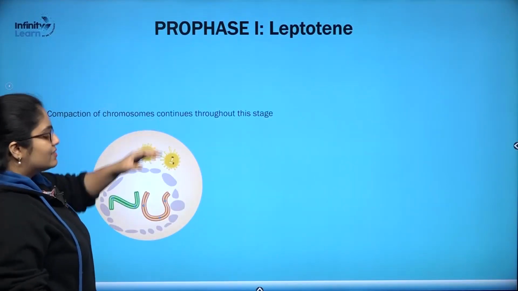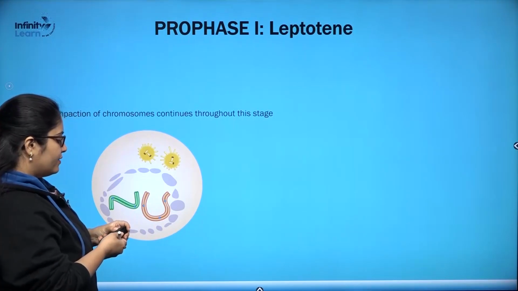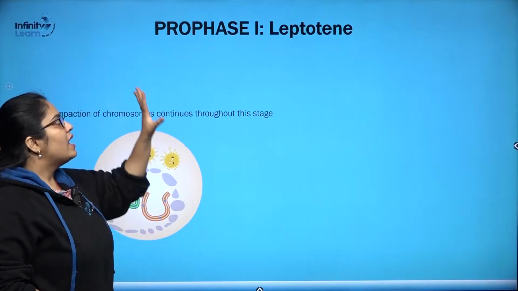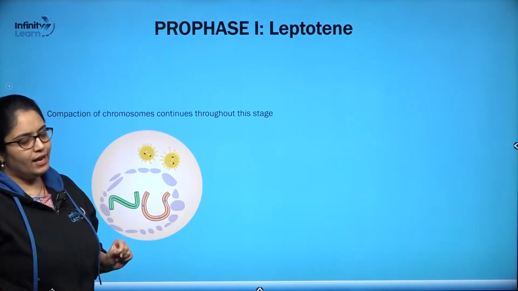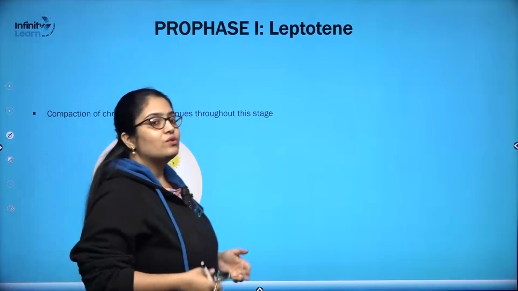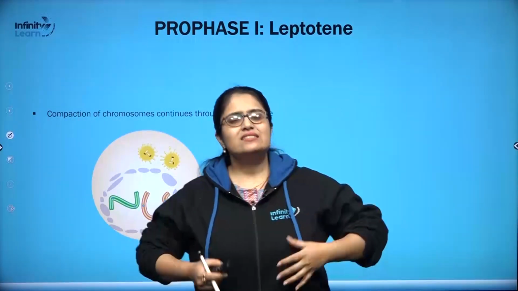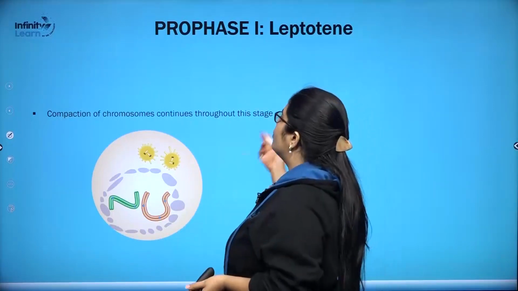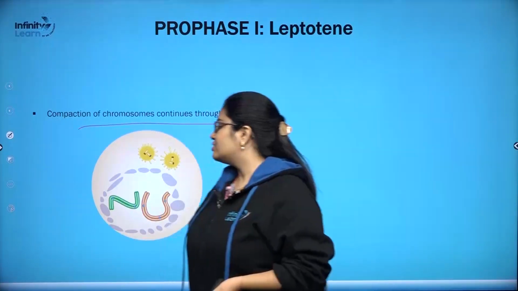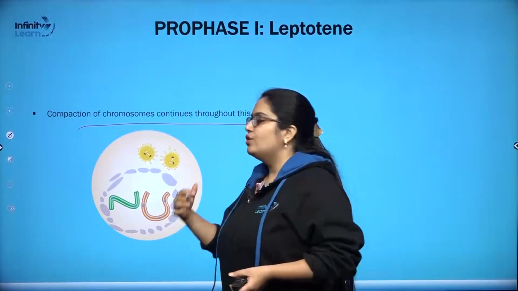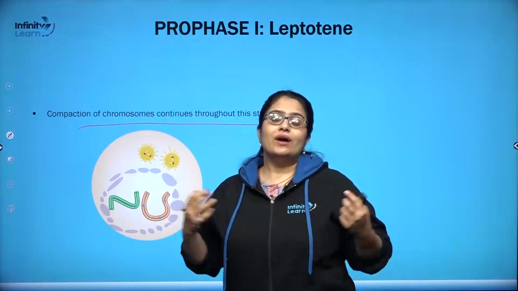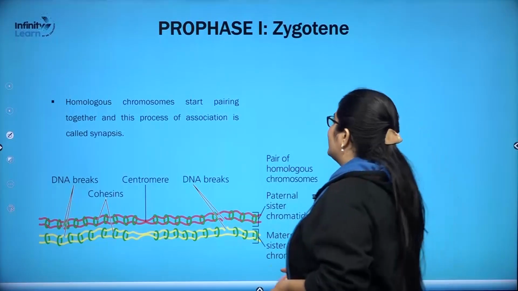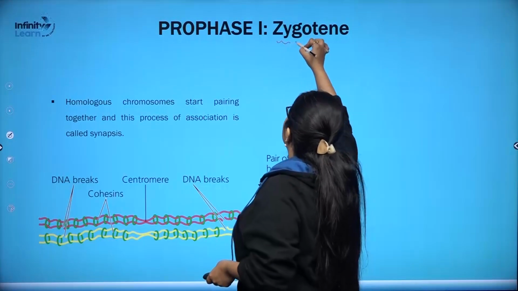So this is actually meiosis 1 का prophase 1. अब prophase 1 का सबसे पहला stage क्या है? Leptotene. And as we already know that prophase actually starts with condensation of the chromatin material into chromosome, compaction of chromosome continues throughout this stage. This is how the cell will look like. The chromatin is going to get condensed into chromosome. This compaction will continue. Next and very important stage is your zygotene stage.